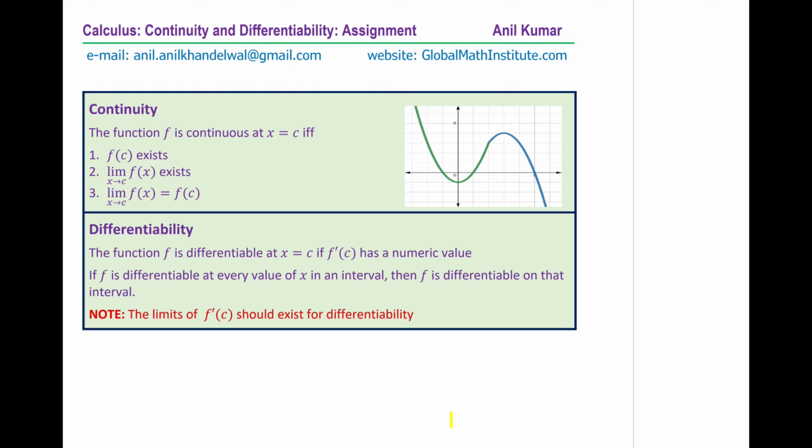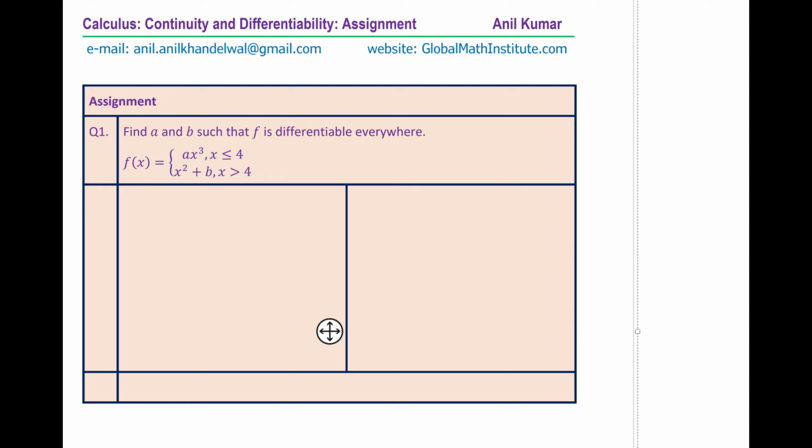If it is at a point, you have to find the limit of the function at that point. It should match the value of the function. That gives that the function is continuous. And then for differentiability, you have to find the limit of its derivative at that particular point. Is that clear to you? So note, the limit of the derivative should exist for differentiability. Simple as that. Now, with that in mind, let us see how we are going to solve question number 1.